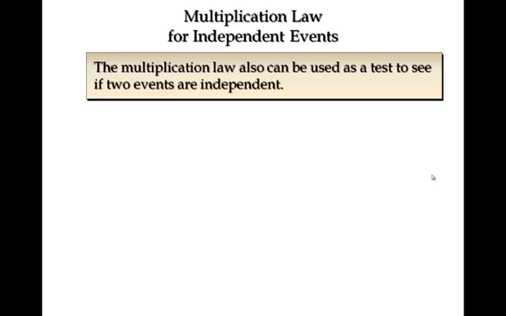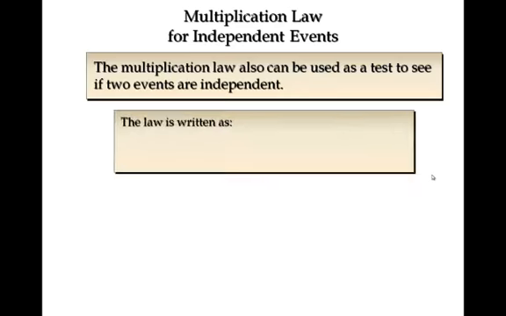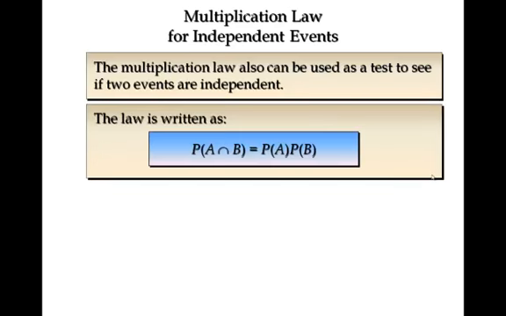And here is the multiplication law for independent events, which can also be used as a test to see if two events are independent. The probability of A and B intersecting will just be equal to the probability of A times the probability of B.